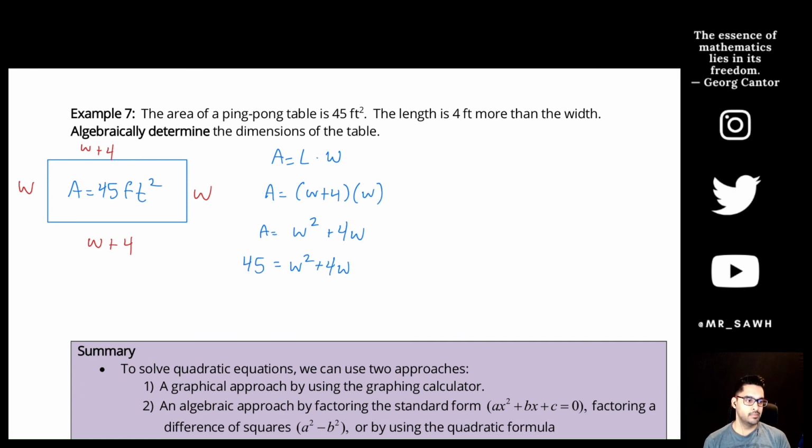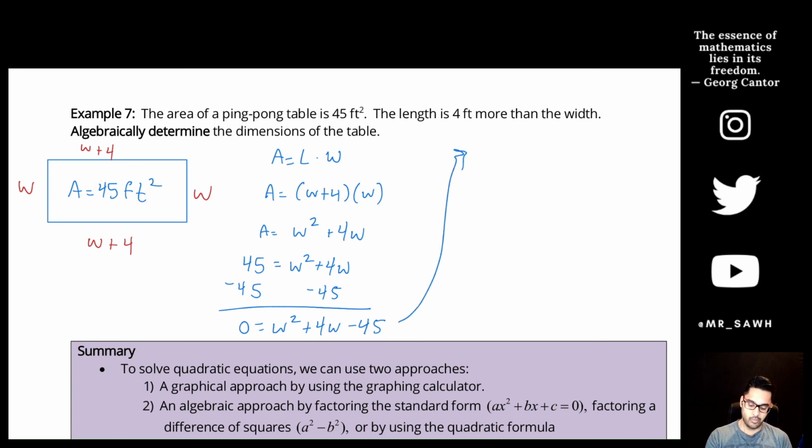If I'm trying to find the dimensions, I really am trying to solve a quadratic equation, and every time I go to solve one, it should be equal to 0. So let's subtract 45 from both sides to make that happen. So I'm going to try to solve the equation 0 equals W squared plus 4W minus 45. If I try to factor that, I need two numbers that multiply to -45 but add to 4. 9 and 5 will be able to do that for us.